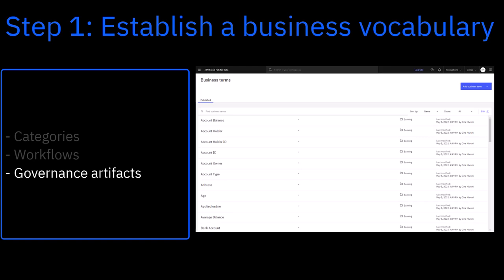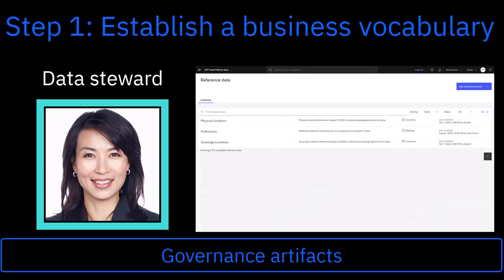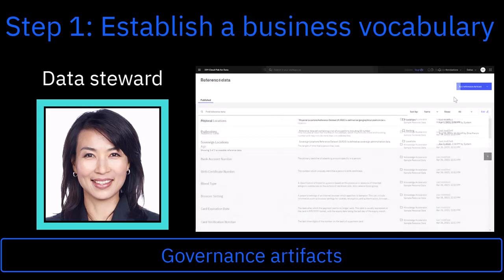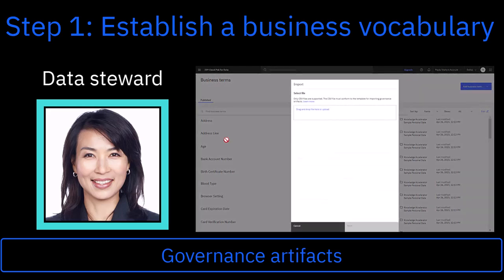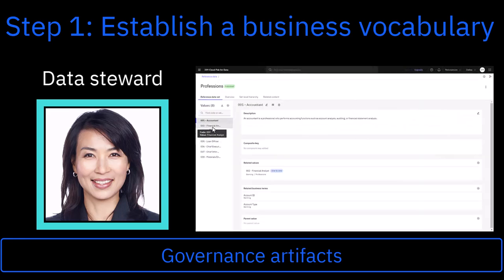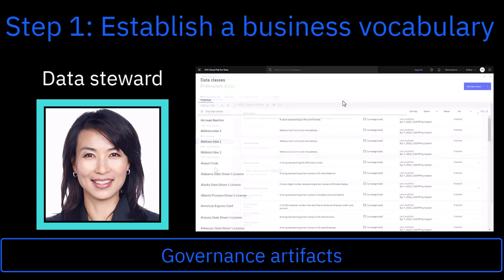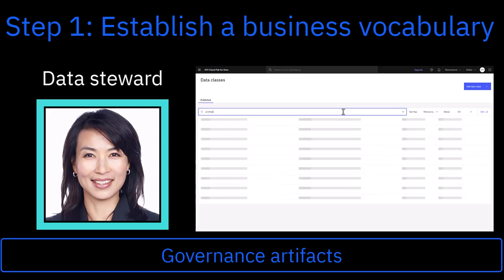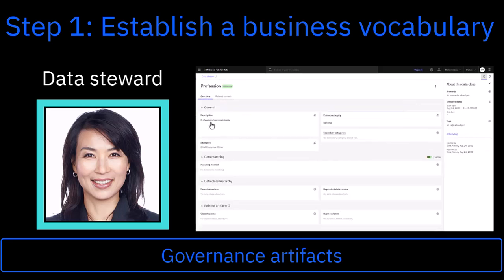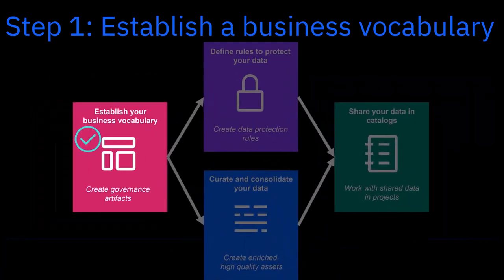You can create governance artifacts that act as metadata to enrich, define, and control data assets. The Golden Bank governance team will create a set of governance artifacts that include imported business terms from a spreadsheet, a reference data set that contains a list of the occupations, and a custom data class to identify the profession of personal clients based on the reference data set. This is how your team can establish a business vocabulary in Cloud Pak for Data.